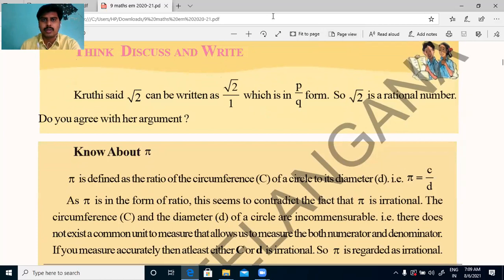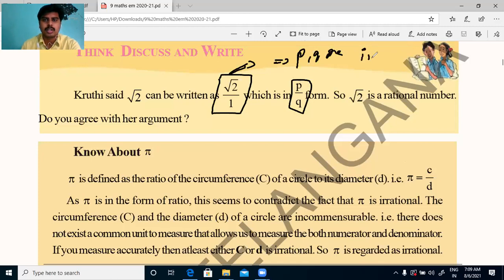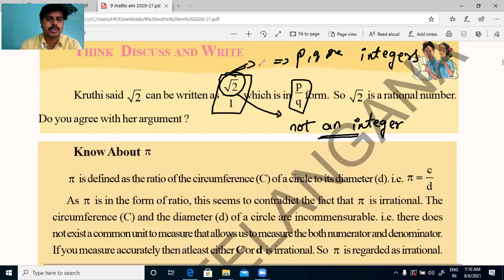Yes. Suppose root 2 by 1 you have, but the thing is, it's in the form of P by Q, but it fails to satisfy one more condition, which is that P and Q are integers, right? So this root 2 is not an integer, so it fails to satisfy that condition. Okay, right?